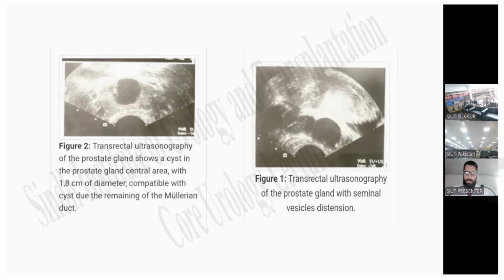So in figure 1, we can appreciate that the seminal vesicle is distended. So the volume here is probably more than 1.5 ml. So here we can aspirate the content of the seminal vesicle. If it shows that there are viable sperm in it, then there is a definitive cause, which is the ejaculatory duct obstruction.